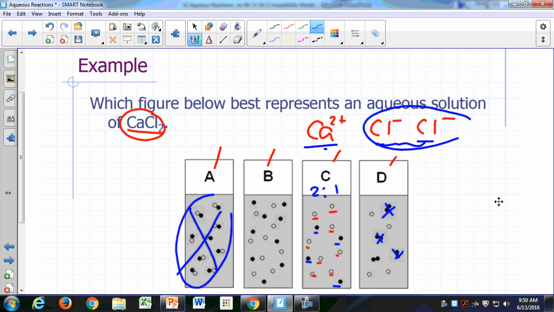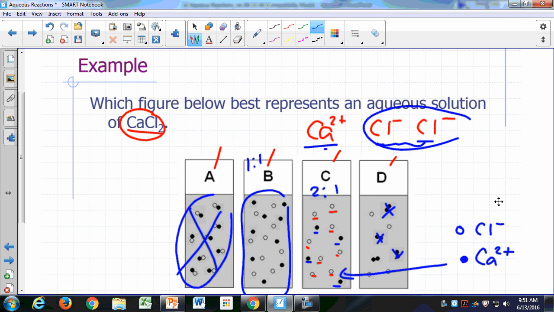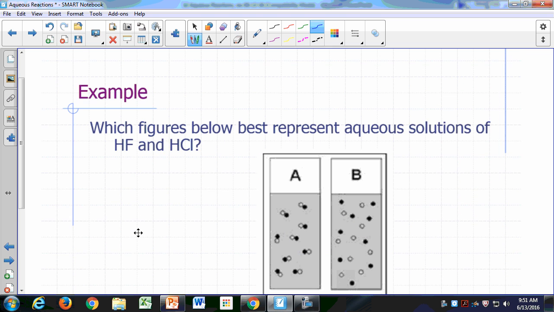So it would appear that in this case, your filled circle would be the calcium ion, and the unfilled circle would be your chloride ions. You have twice as many chloride ions as calcium ions. Now here you have a 1:1 ratio, so that would not be a good representation for calcium chloride in water. Let's look at another example here.